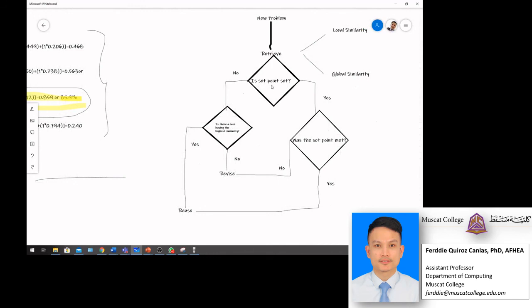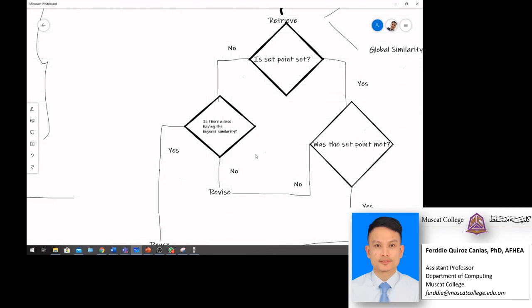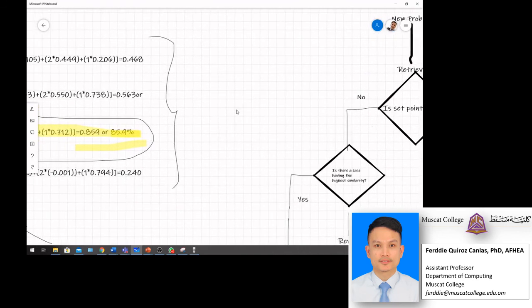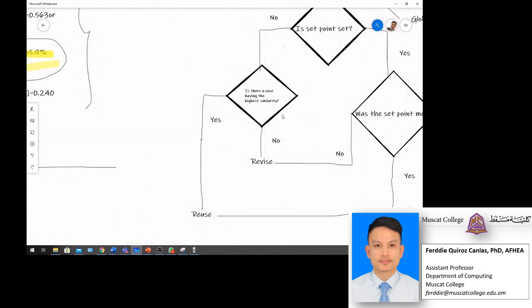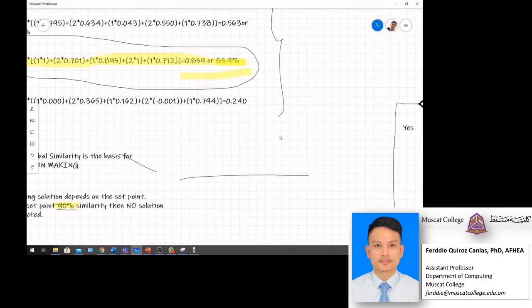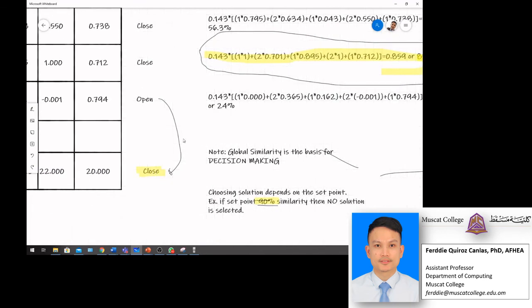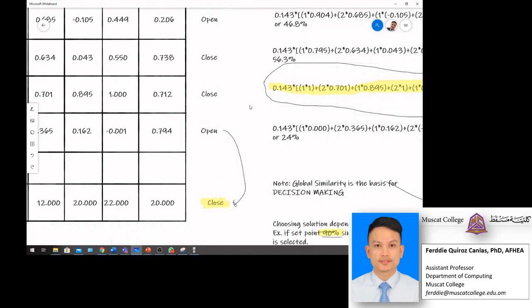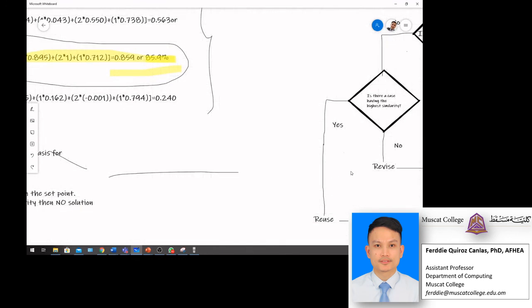So, if the answer is no, then you have to go straight. Ask yourselves, is there a case having the highest similarity? In this example we have 85%. And then we have to go with reuse. We just simply apply the solution here, which we said earlier we will apply close, because day 3 is similar to the new problem. So we just simply adapt it.